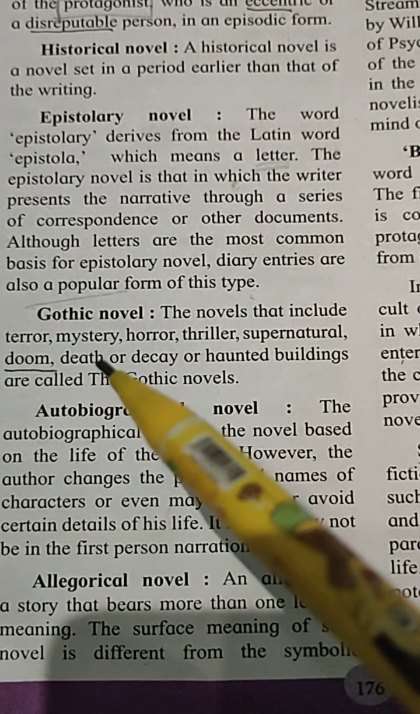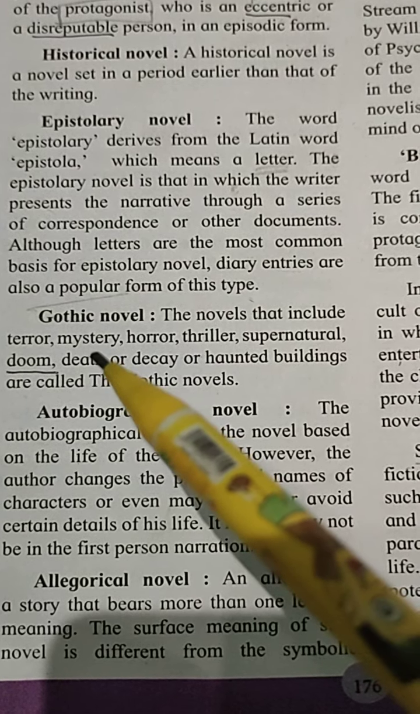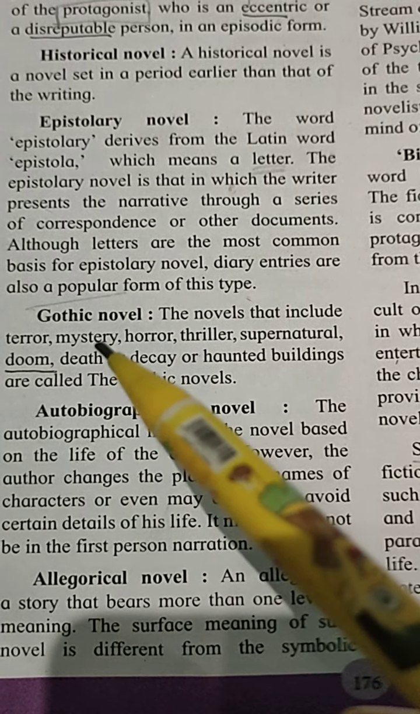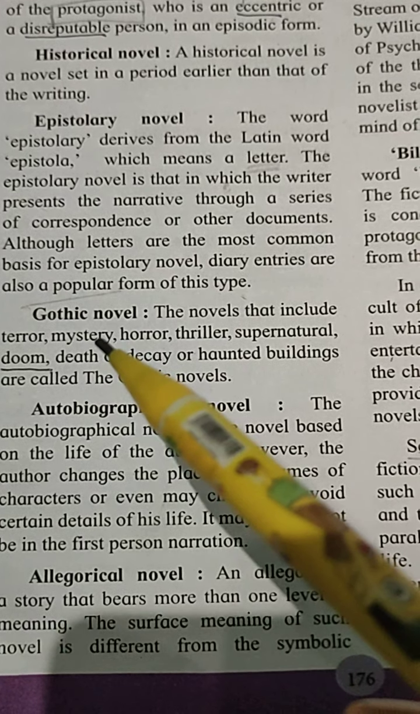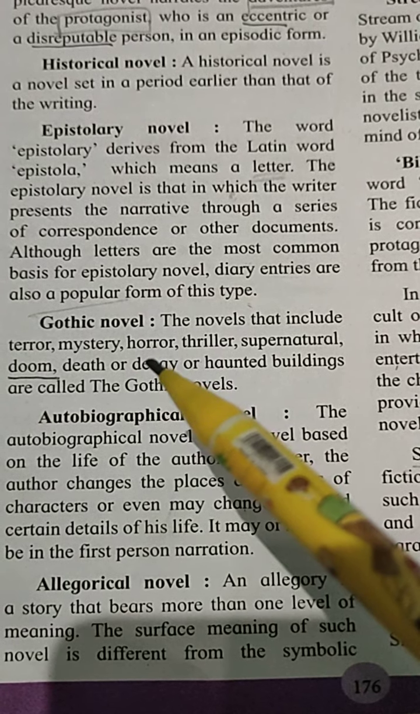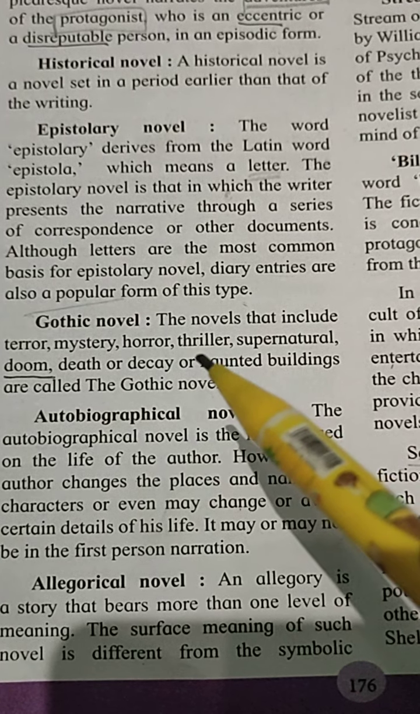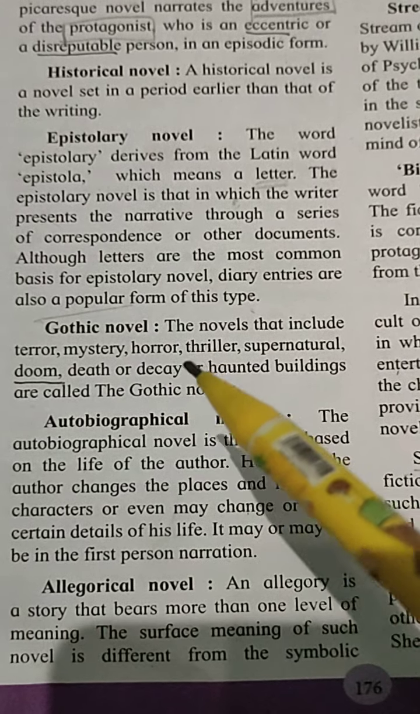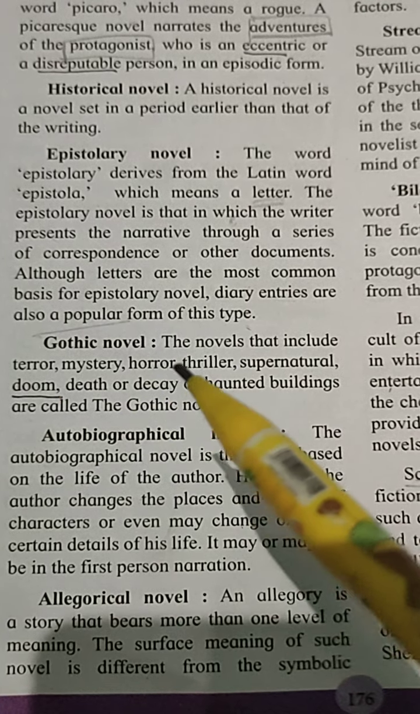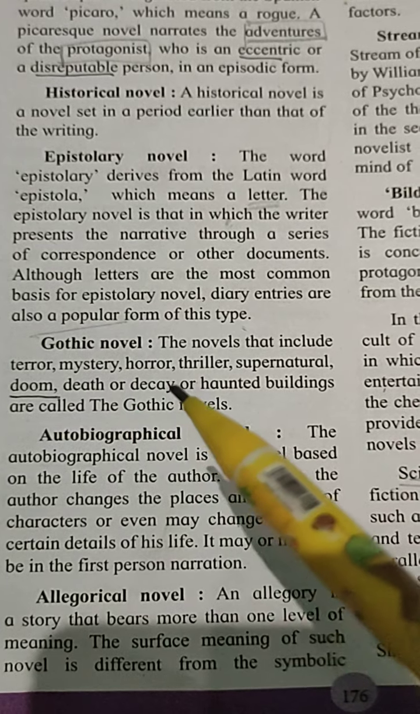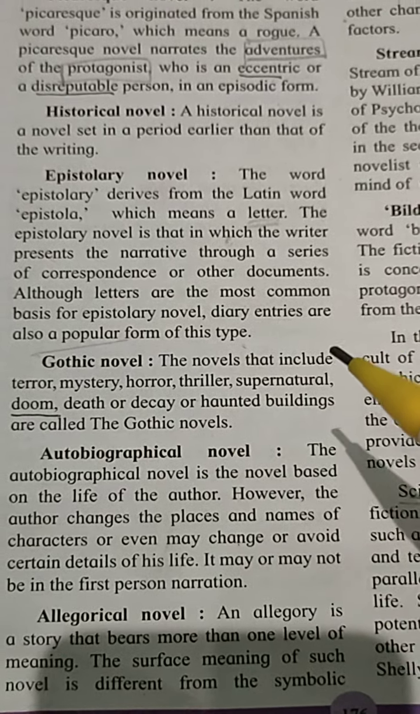Doom means fear and fright. Mystery means something secret, or a synonym is wrong. Horror is an intense, painful emotion of fear. Thriller means suspenseful. So in this novel there are terror, mystery, horror, thrill, the supernatural, doom, decay and haunted things included.